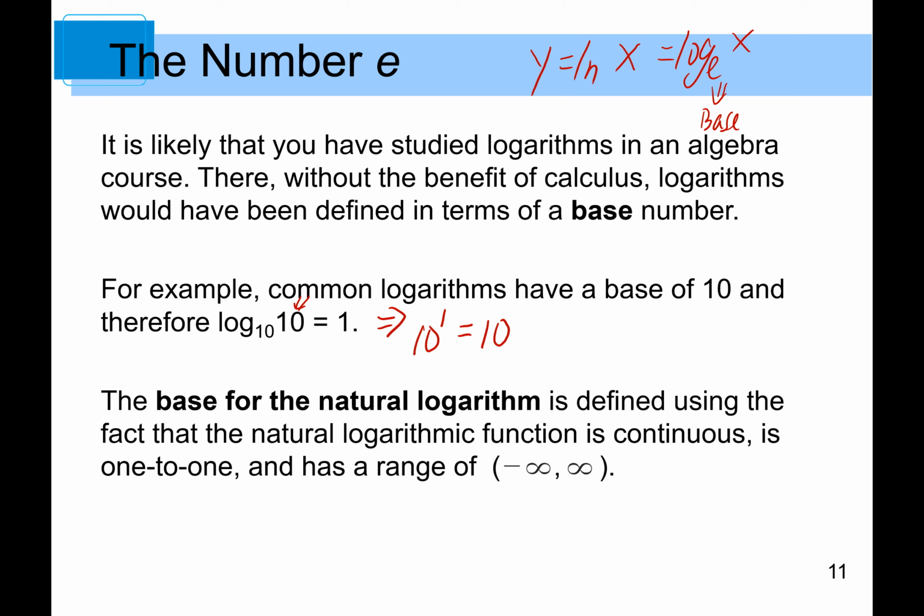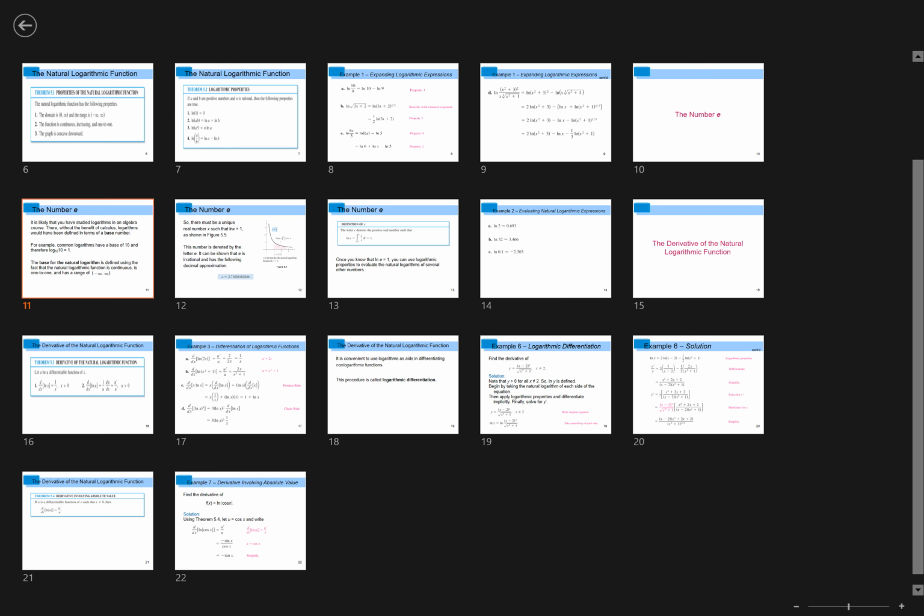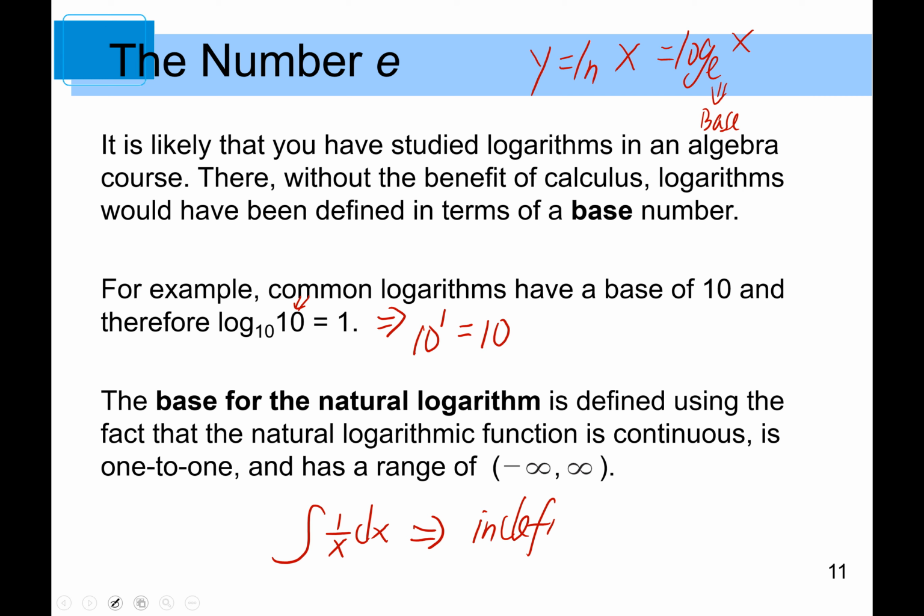The base for the natural logarithm is defined using the fact that the natural logarithm function is continuous. It's 1 to 1, has a range of negative infinity to positive infinity. So it's defined by using 1 over x dx, antiderivatives. Or you can call that indefinite. It should be a definite integral.